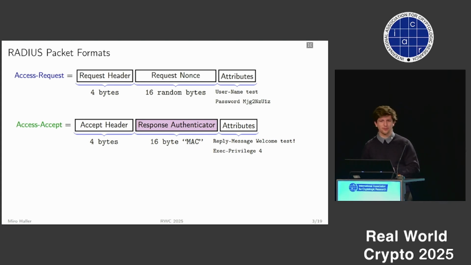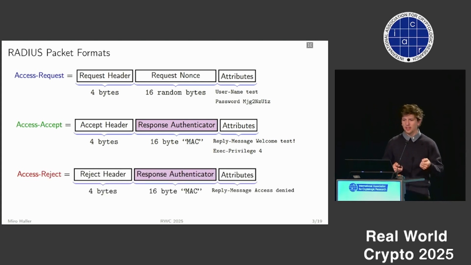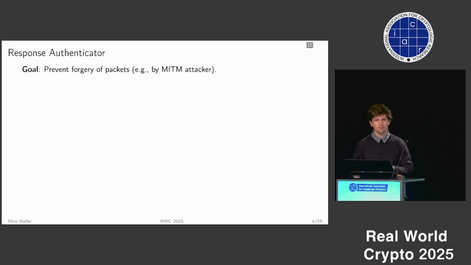So back to the packet formats, the access accept has a response authenticator, which prevents the forgery of responses. It also has attributes. For example, it defines what kind of privileges the Radius client should give the user that is authenticated. The reject has a similar structure, but usually fewer attributes. So as you can probably guess, the target of our attack is this response authenticator. So let's see how this is constructed.